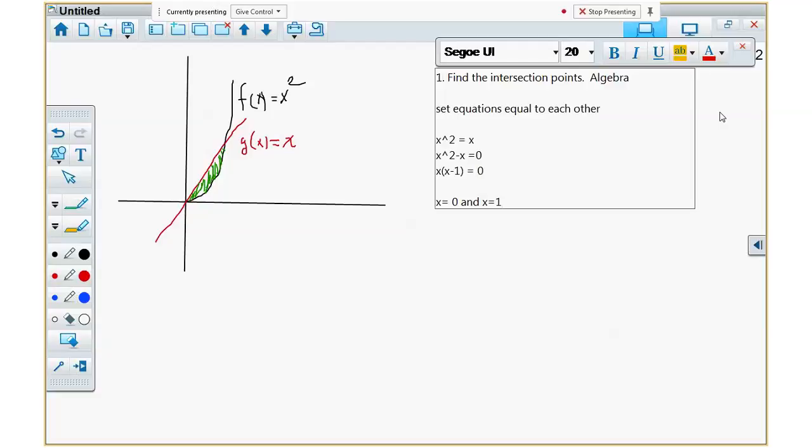Now go ahead and take your handy dandy calculator and graph it so you can see the actual graph. The first line would be x squared. The second line, make it a little bit thicker, and be x. And then check your intersection points.